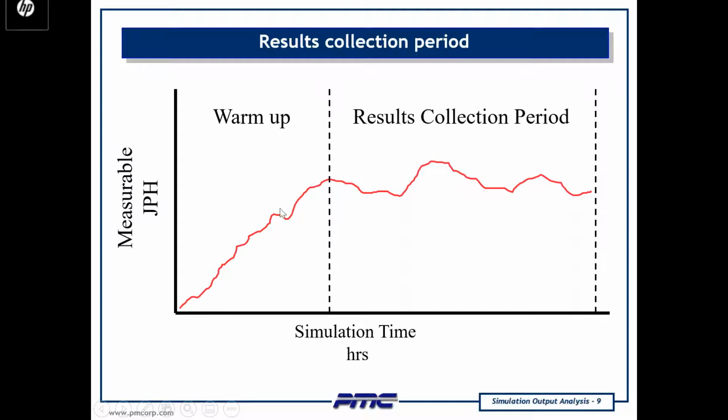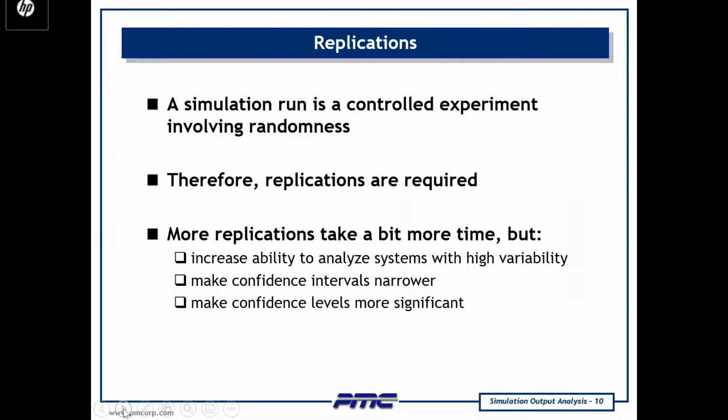And this could be a graph of some performance metric of importance to you, like jobs per hour. That was common in manufacturing work. You might have many of these conceptual graphs for many different KPIs, key performance indicators of importance to you. And your results collection period had better be the maximum of all the results collection periods indicated.